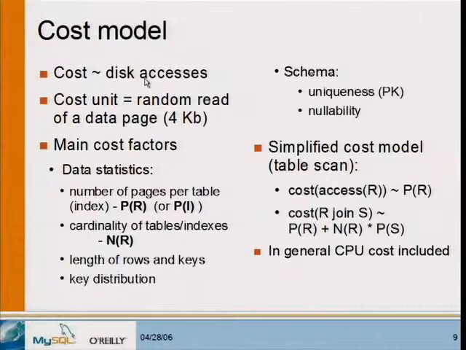And the main cost factors in MySQL are data statistics. So we take into account the number of pages per table or per index. We take into account cardinality of tables and indices. We know the length of rows and keys, even though quite imprecisely. There is no special statistics on that. If we have variable length columns, we just have to do some guesswork there. We also have key distribution.